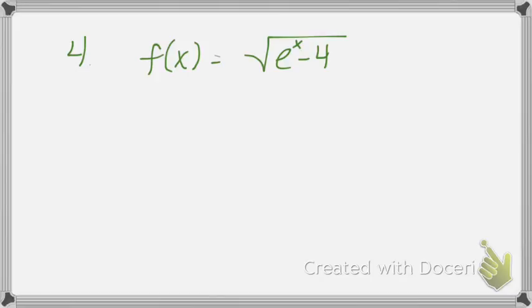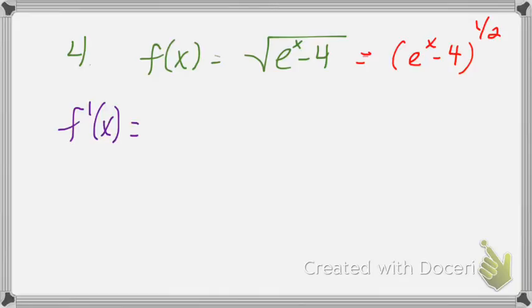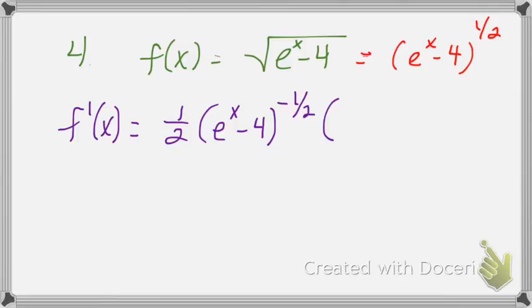Okay, another similar kind of example, I would rewrite this as e to the x minus 4 raised to the 1/2 power. So then to find the derivative, I'm going to bring the 1/2 down, subtract 1, and then multiply by the derivative of the inside, which is e to the x. And then you can leave it.